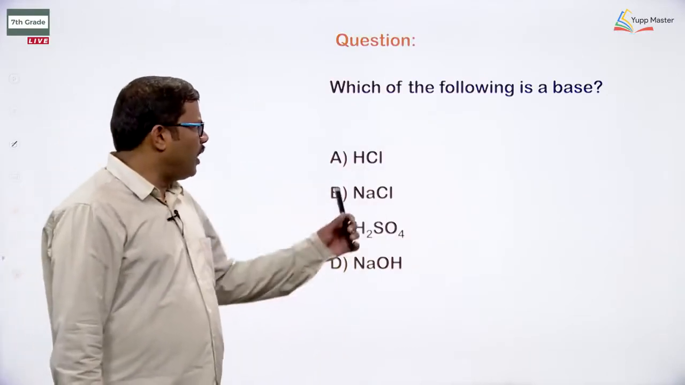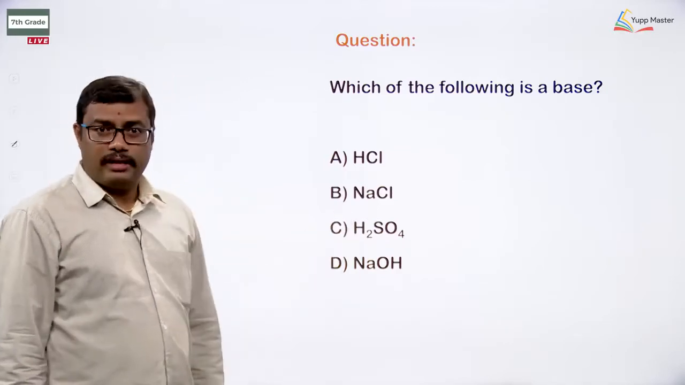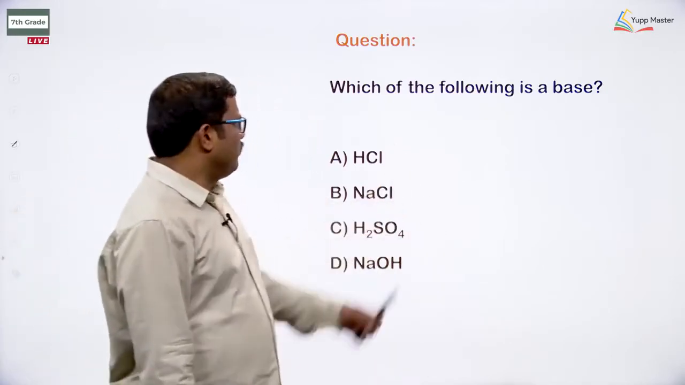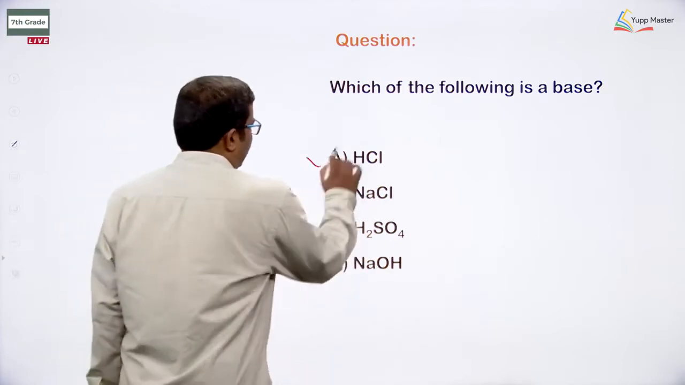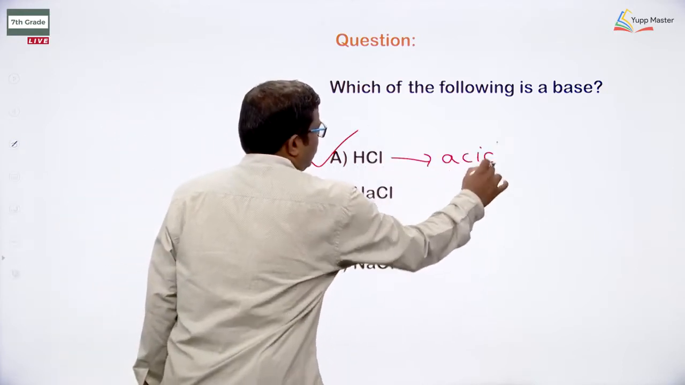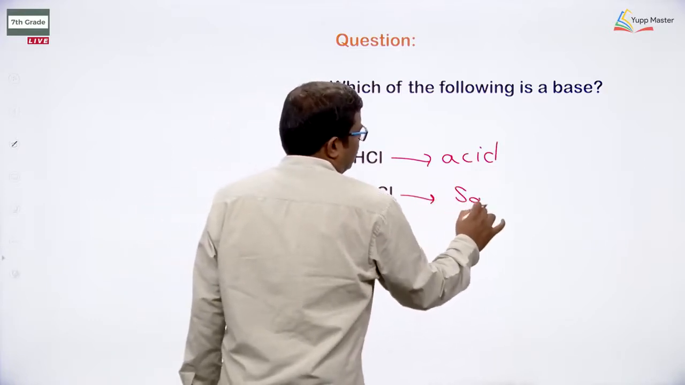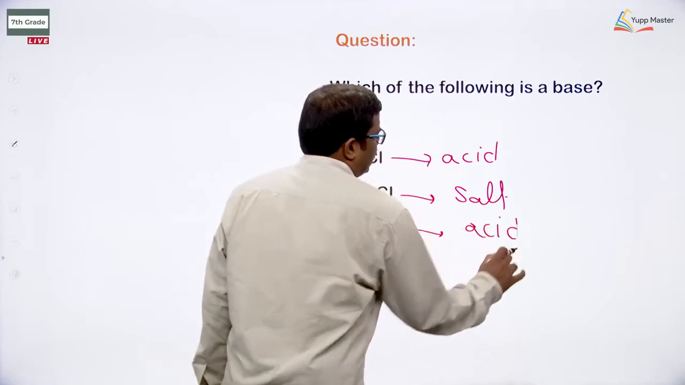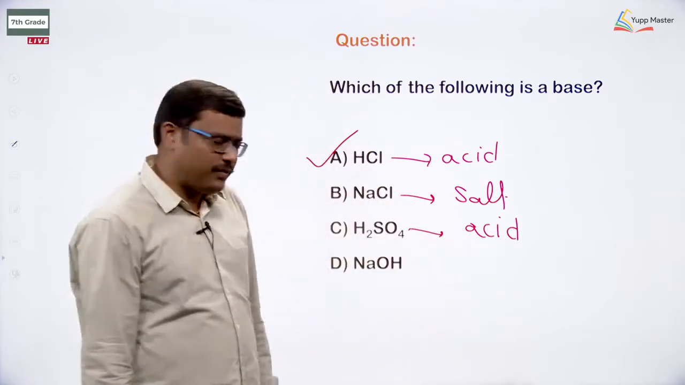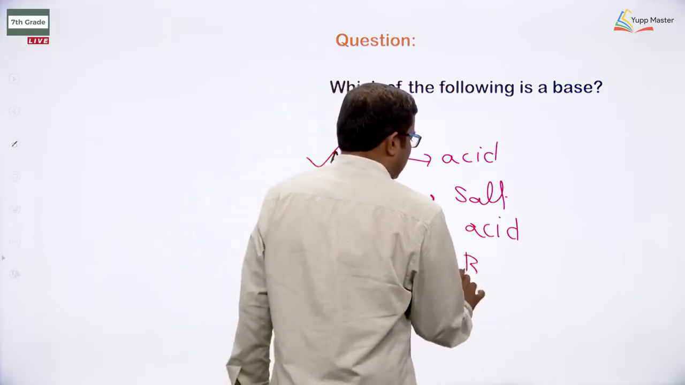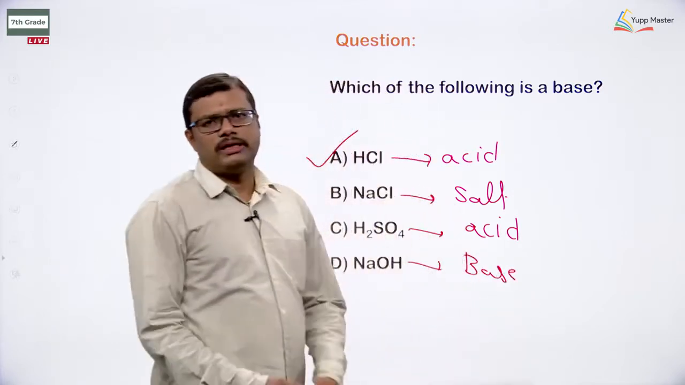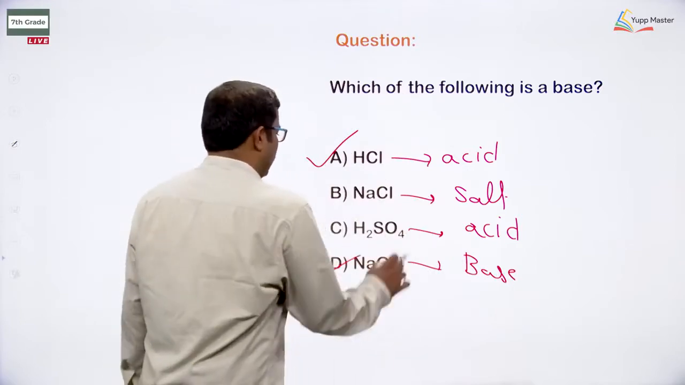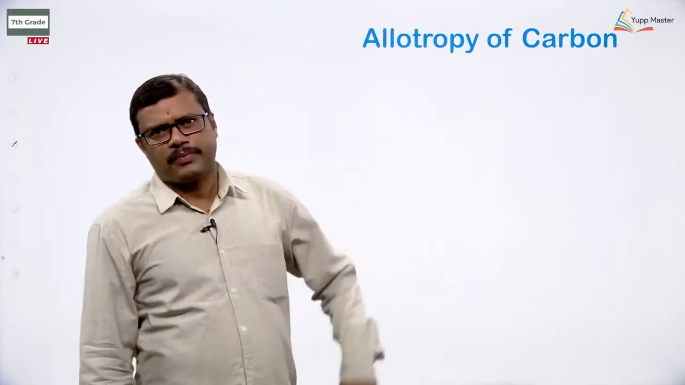Which of the following is a base? These are the general questions we can expect in this topic. We know HCl, hydrochloric acid, is an acid. NaCl is a salt; it is not an acid or a base. Sulfuric acid, we know it is an acid. I think you have heard about HCl and sulfuric acid. Sodium hydroxide is generally a base. So, from this concept, sodium hydroxide is a base. These are the kind of general questions we come across in topics like acids and bases.